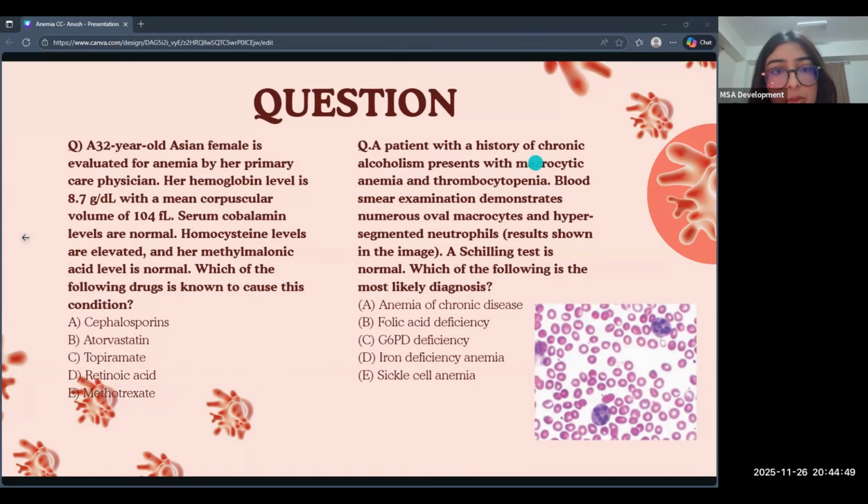A patient presents with a history of chronic alcoholism, very important, presents with macrocytic anemia, thrombocytopenia. His blood smear shows oval macrocytes, hypersegmented neutrophils. A Schilling test is normal. What's your diagnosis? The diagnosis is folic acid deficiency. Why? Because it is very common for alcoholics to develop folic acid deficiency, and we can see that he has megaloblastic anemia from the smear.